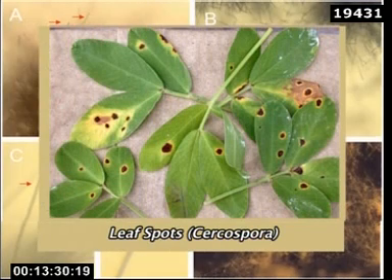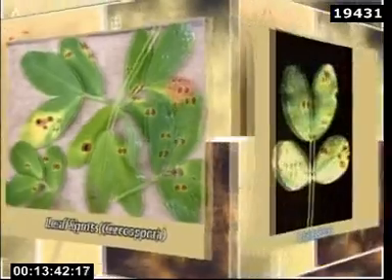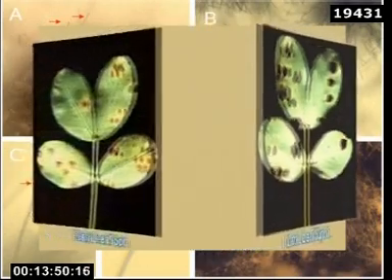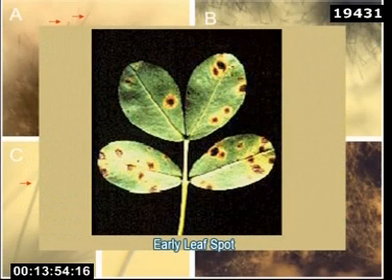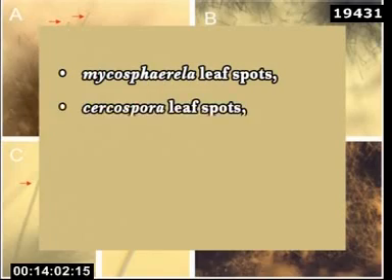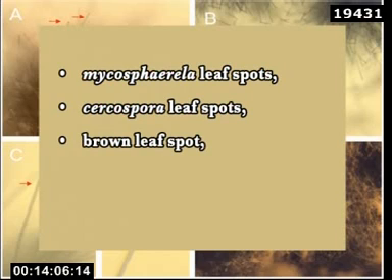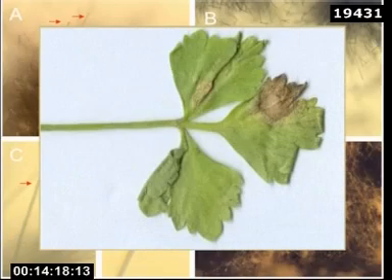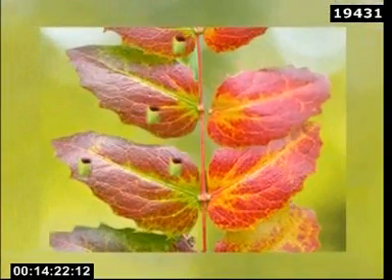Now, tikka disease of groundnut. This is also a serious disease. The causative organisms of this disease are Cercospora arachidicola and Cercospora personatum. Early and late leaf spots are the most common and serious diseases of groundnut. Together, they can cause losses up to 50% in pod yield. The disease is also known by different names: Mycosphaerella leaf spots, Cercospora leaf spots, brown leaf spot, peanut cercosporosis, and tikka disease of groundnut. Leaf spots damage the plant by reducing the available photosynthetic area by lesion formation and by stimulating leaflet abscission.